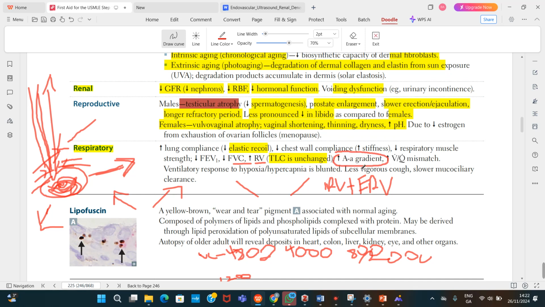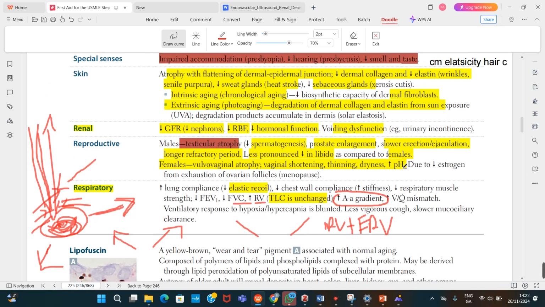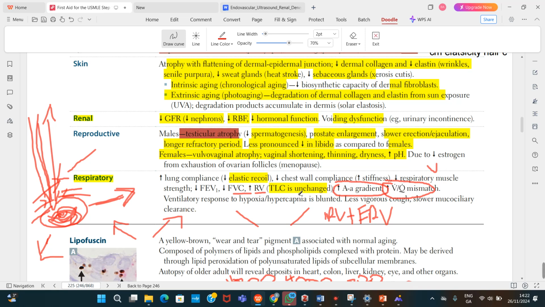So if the A-a gradient is increased, it is because the surface area of the alveoli has reduced. There could be ventilation perfusion mismatch, but that one is actually due to reduced blood flow. With aging, you tend to have reduced perfusion of the lungs. At the end of the day, the amount of air entering the lungs is more than the amount of blood flow getting to the lungs, so there's an increased ventilation perfusion mismatch. The blood flow decrease is more than the ventilatory defect. So that's why the VQ mismatch is increased.